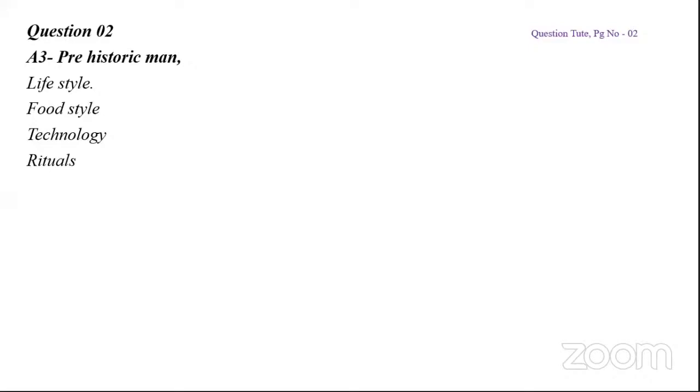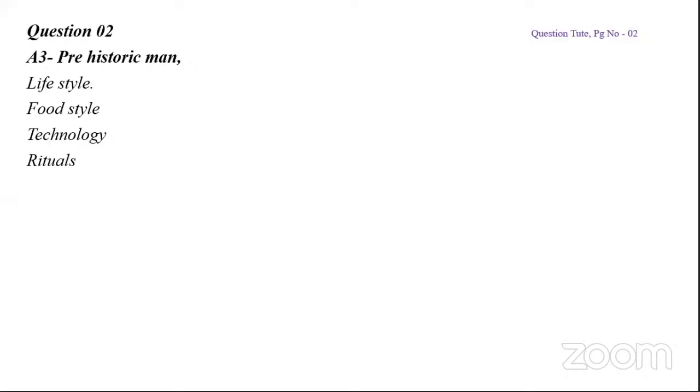Food style has come 2 times in past papers since 2016. Technology also has come 1 time. Rituals have come many times. Lifestyle has also come for MCQs. So this section is very, very important.